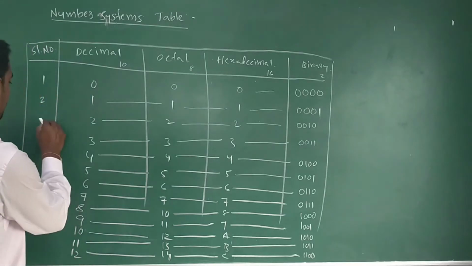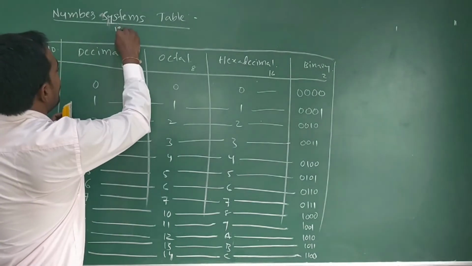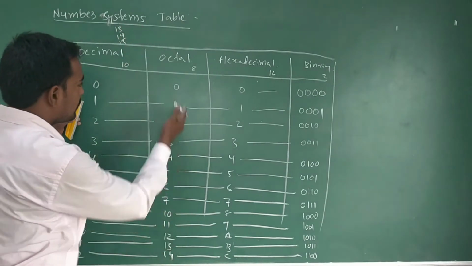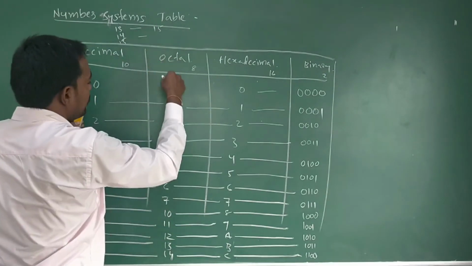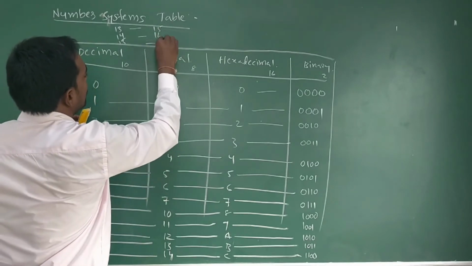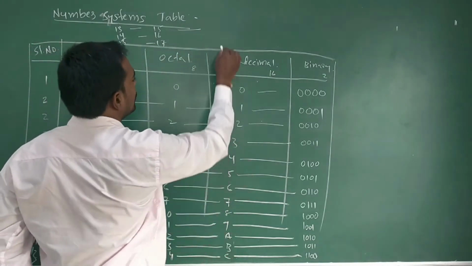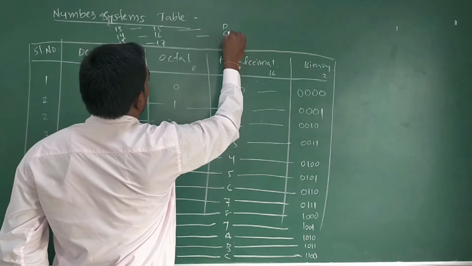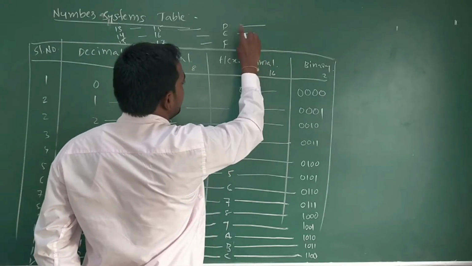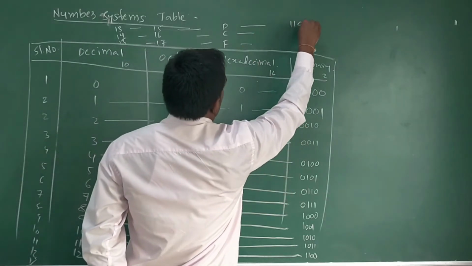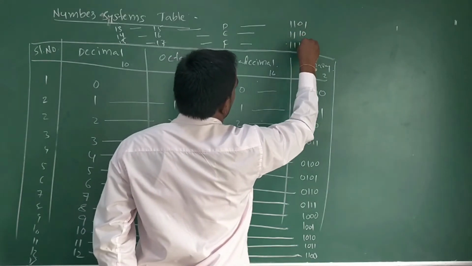And the remaining ones are 13, 14 and 15. Coming to the octal number system, 13 is equal to 15, 14 is equal to 16, and 15 is equal to 17. Coming to the hexadecimal, 13 is equal to D, E and F. Similarly, the hexadecimal number D is equal to 1101, E is equal to 1110, and F is equal to 1111.